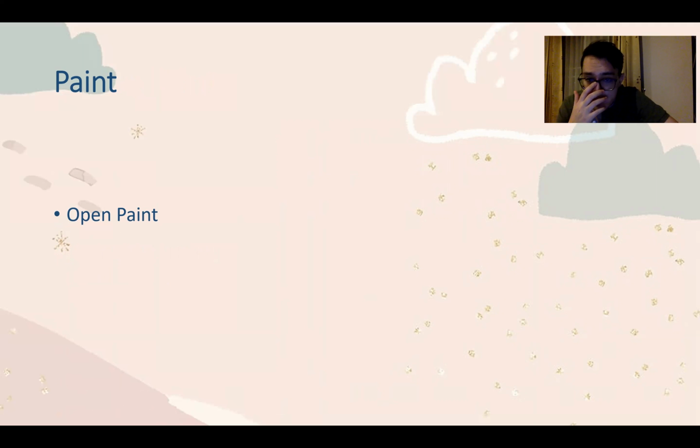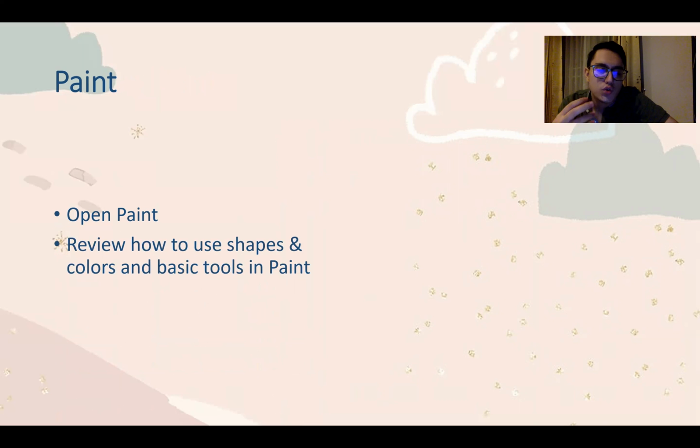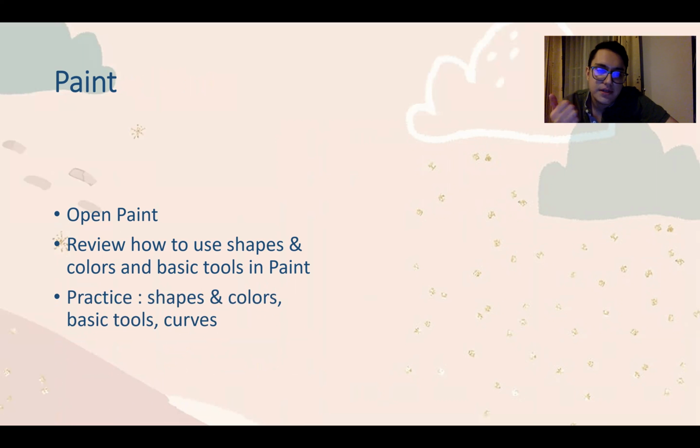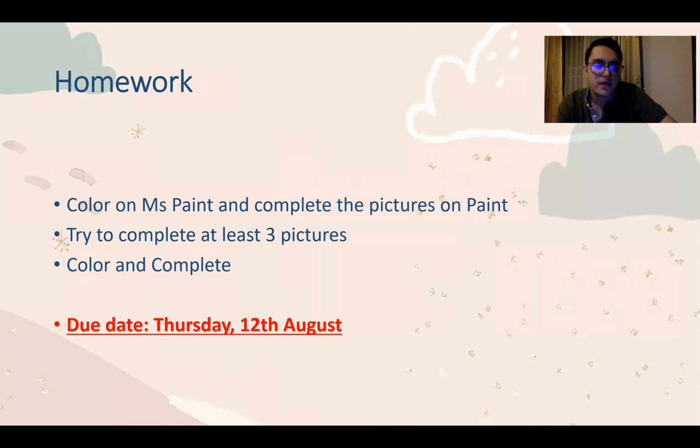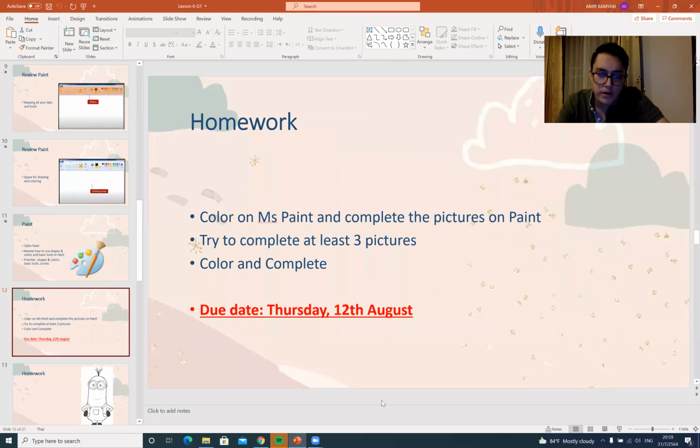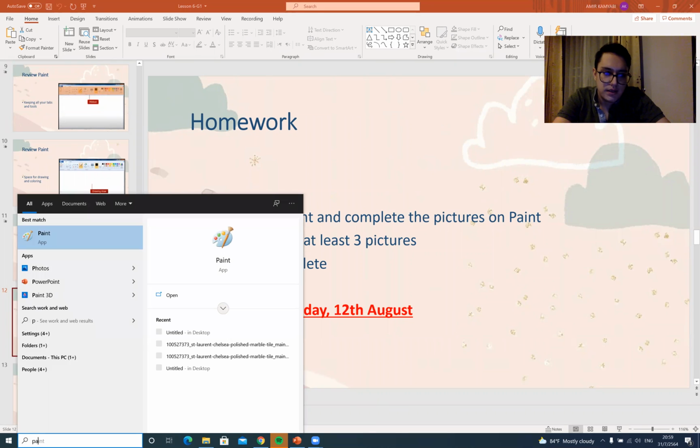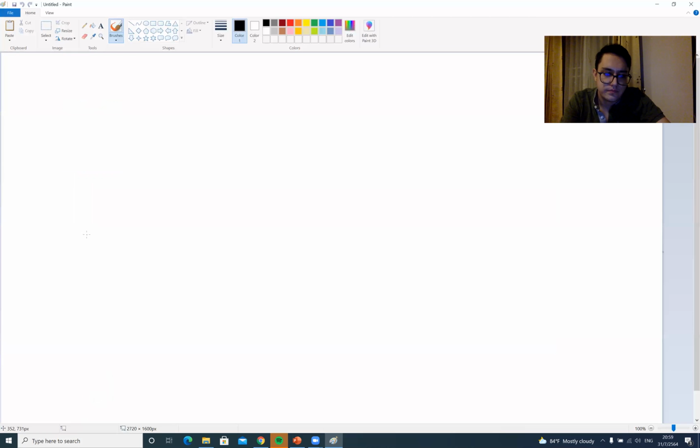Now, let's open Paint together and practice and review how to use shapes and colors and basic tools in Paint. Let's practice shapes, colors, basic tools, and curves. Okay, before I tell you the homework, let's open Paint. Here is Paint. All right, so remember, this is Paint, right? We have Paint open here.